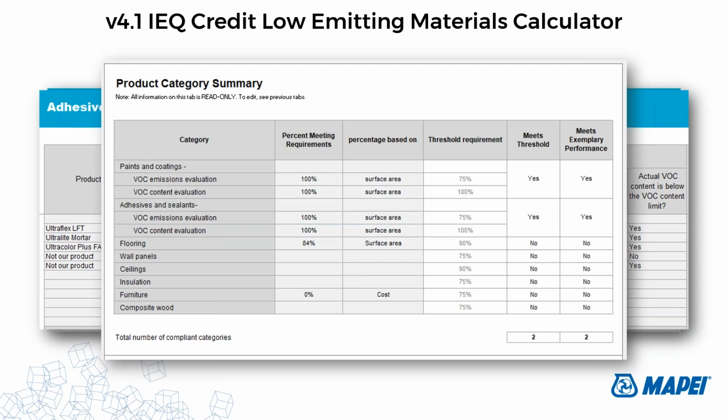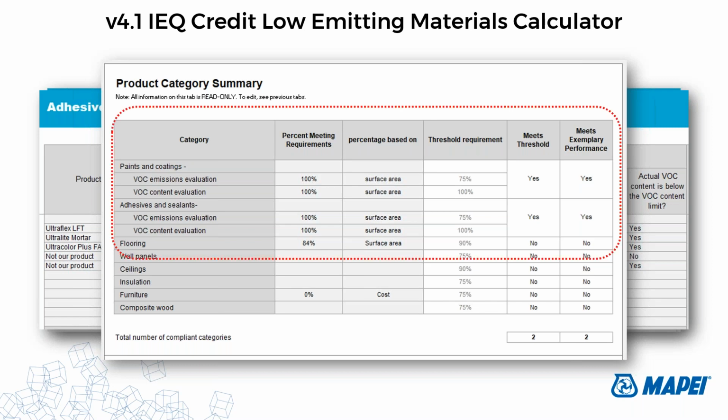So all of the tabs on this low emitting calculator are summarized on this product category summary tab. I just showed you examples of paints and coatings, adhesives and sealants, and flooring. And I also showed some products did not meet the criteria in my examples. All of this information is summarized here and shows what categories are in compliance and those that are not.